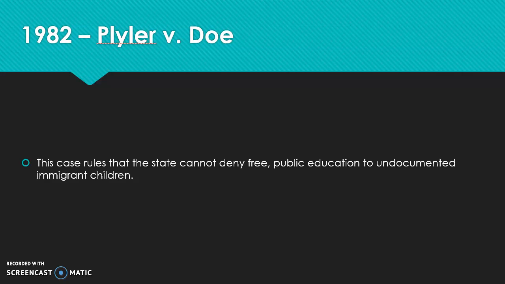1982, Plyler versus Doe. This case ruled that the state cannot deny free public education to undocumented immigrant children.